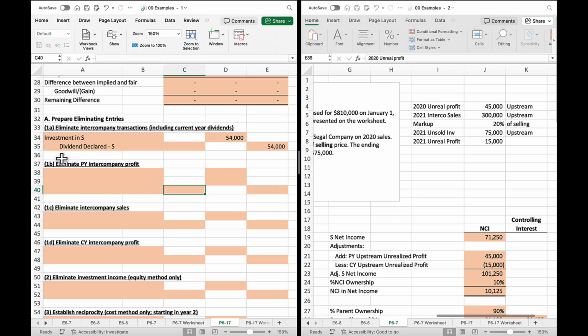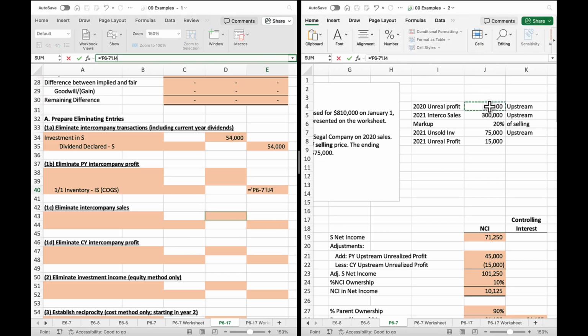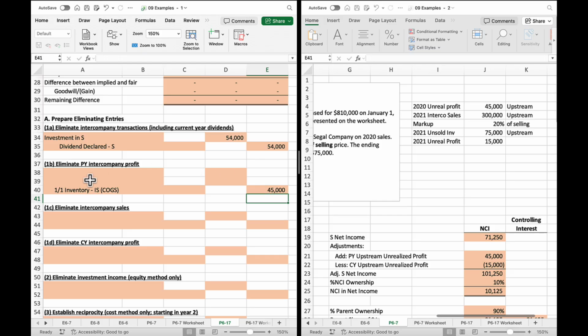On our next entry, this is where we are going to eliminate any prior year intercompany profit. We're going to make that adjustment. Just like in the previous example, we are going to start by writing down our beginning balance of inventory on our income statement. We would have written down the ending balance at the end of last year. We need to write down the beginning balance to make it match. And this is going to be for that prior year upstream unrealized profit.